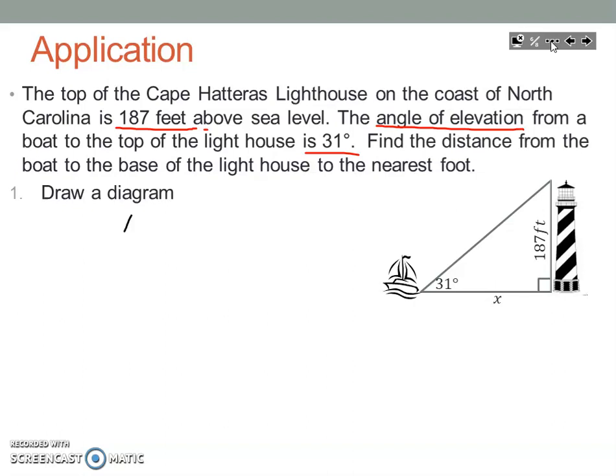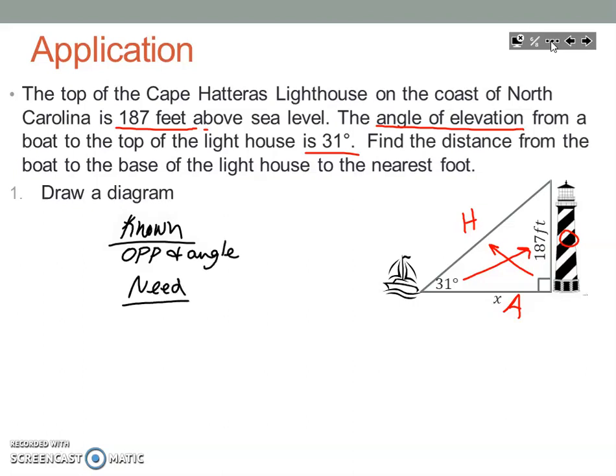What do I know about this triangle? Well, we need to identify everything. Opposite my 90-degree angle is my hypotenuse, which means that this part left is my adjacent. So I know my opposite, and I know an angle. What do I need to know here? Well, I'm looking for my x, which is my adjacent side. So if you see opposite and adjacent, what trig function am I going to use?